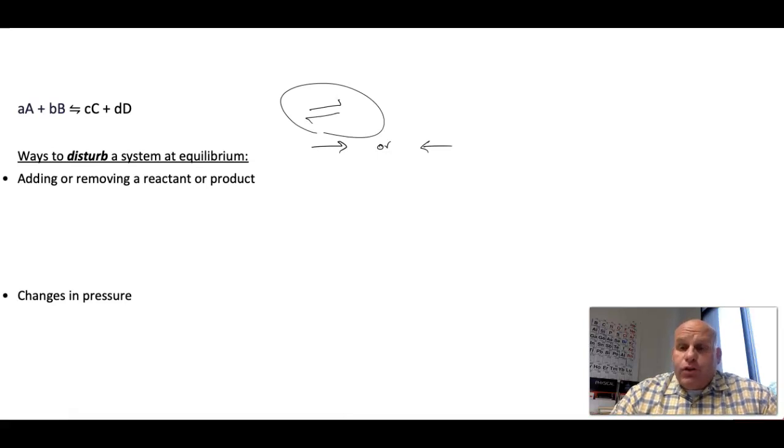Okay, so really our task here is to understand the disturbances, when a disturbance happens, which way it'll shift, right or left, and what that means for our reaction.